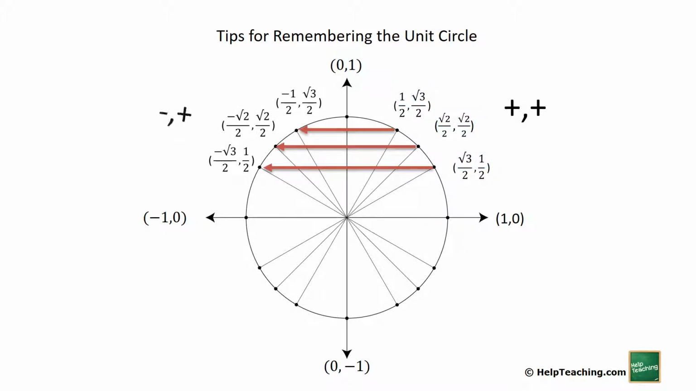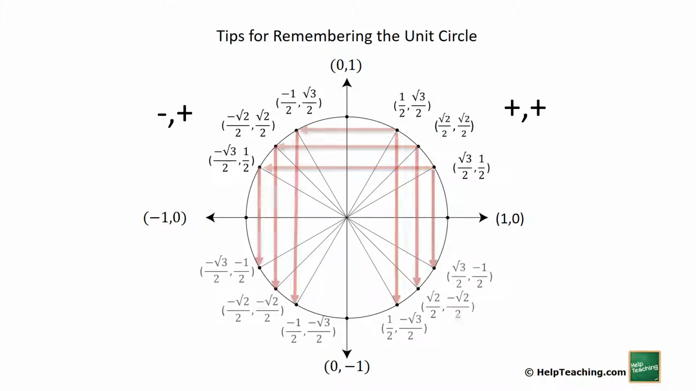We can mirror them across the y-axis into quadrant 2 to get all of the same values, except this time all of our x's will be negative, our y's will be positive. We can mirror them across the x-axis to fill in quadrants 3 and 4. In quadrant 3, both x and y will be negative. In quadrant 4, x will be positive, y will be negative. And there you have it, the completed unit circle.